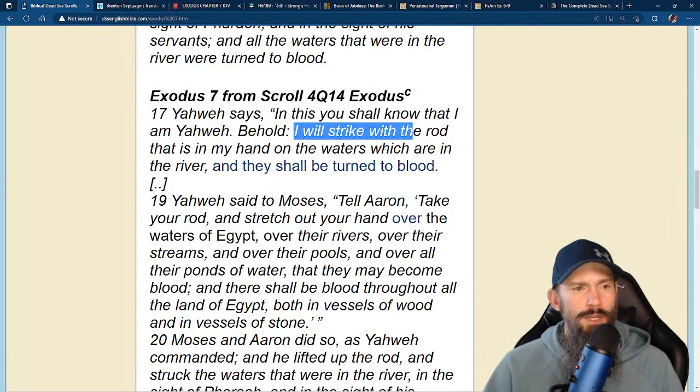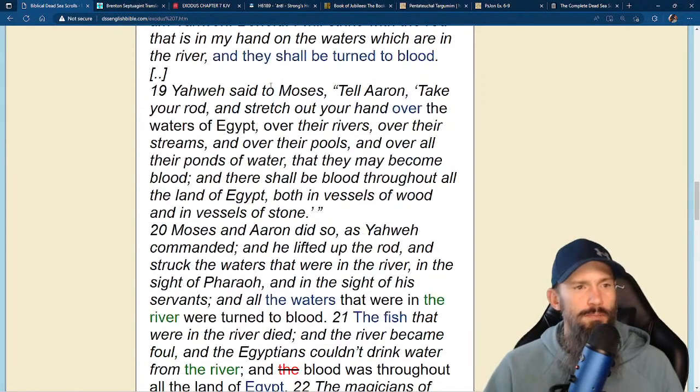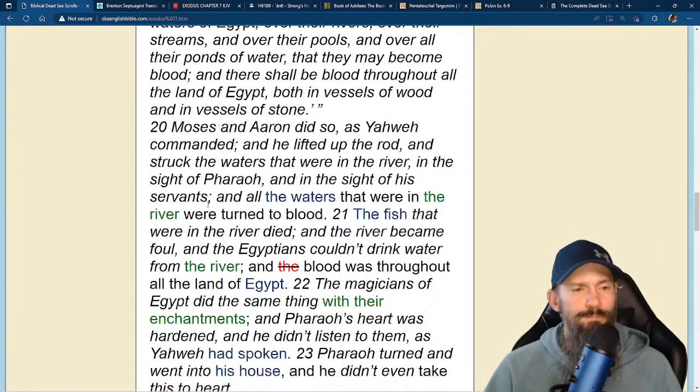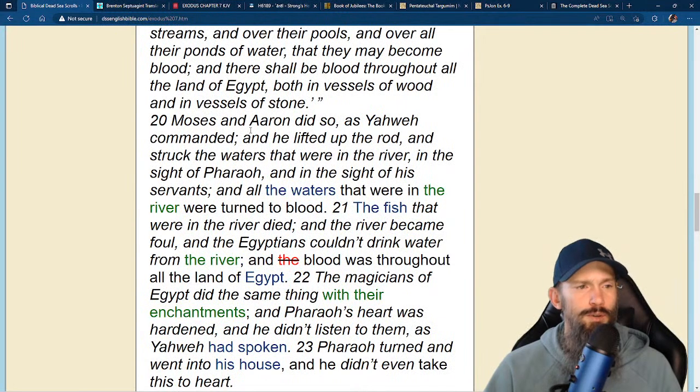And they shall be, as in my hand on the waters which are in the river, they shall be turned to blood. Yahuwah said to Moses, tell Aaron, take your rod, stretch out your hand over the waters of Egypt, over their rivers, over their streams, and over their pools, and over all their ponds of water, that they may become blood. And there shall be blood throughout all the land of Egypt, both in vessels of wood and in vessels of stone. Moses and Aaron did so, so Yahuwah commanded.